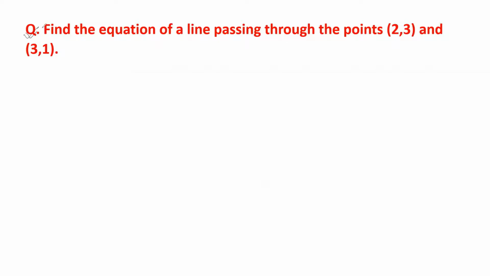Now let us see this question. Find the equation of a line passing through the points 2, 3 and 3, 1. We know that the equation of a line passing through 2 points x1, y1 and x2, y2 is given by y minus y1 equals y2 minus y1 upon x2 minus x1 times x minus x1, where y2 minus y1 upon x2 minus x1 is the slope of the line.